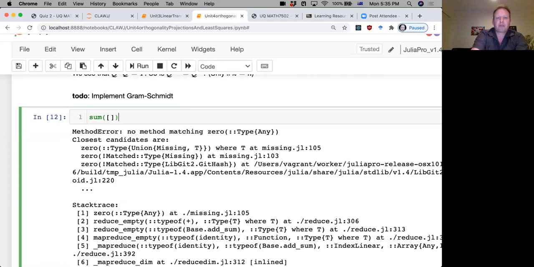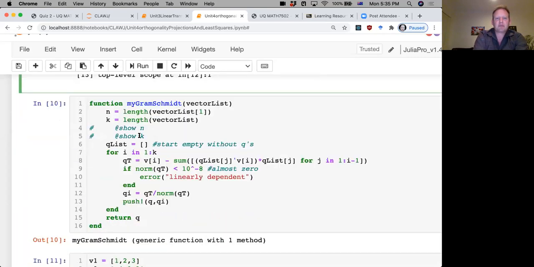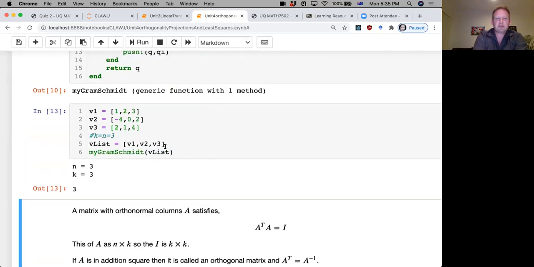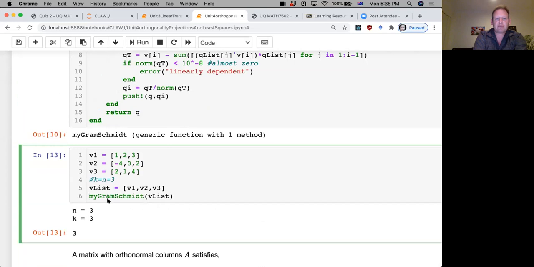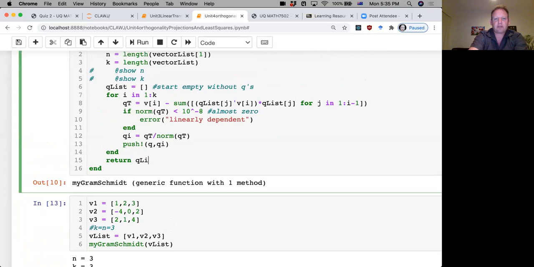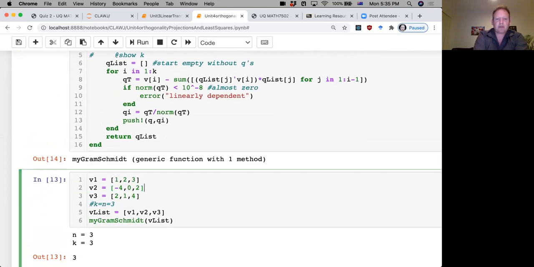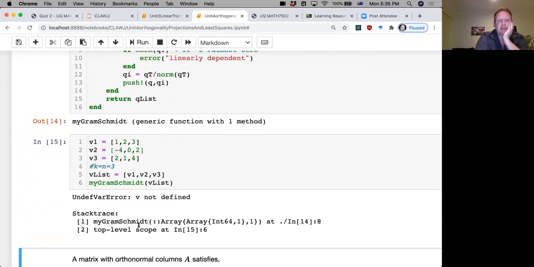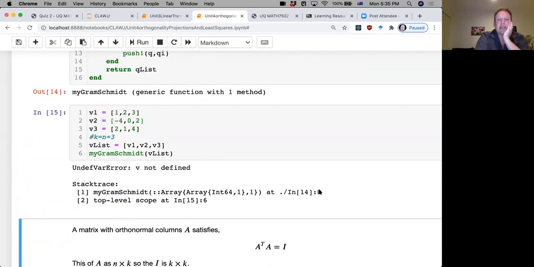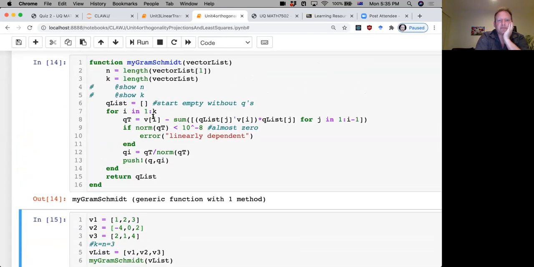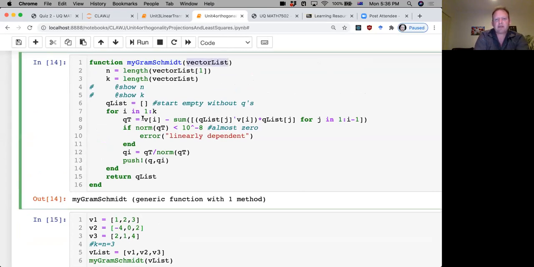Let me keep that. So here is a function. Let's try to run it. It seemed to have run, but what I get here is I want to return Q list. Return Q list. And V not defined. I'm getting an error, V not defined in Gram-Schmidt line 8. So I'm going to line 8. V is not defined because V needs to be the element from vector list.